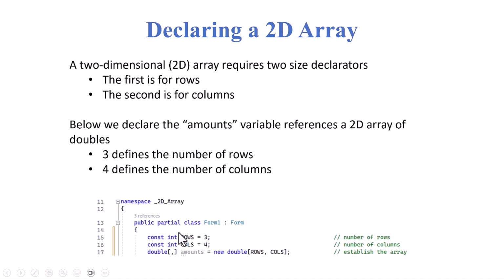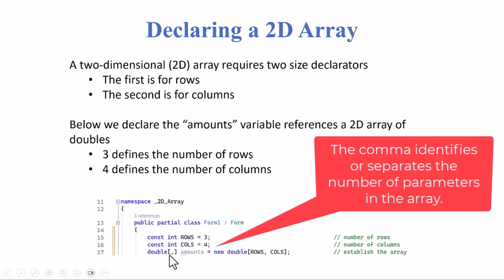We're using constants here. I sometimes just use the numbers themselves. I don't even use the row and column length. I just put a number in there. And then we have the bracket with a single comma in there, another bracket. The single comma denotes a two-dimensional array, and we're calling it amounts. And we say new double, rows and columns. We pop that in there, and this actually declares the array and sets it up for you, and you're ready to go.